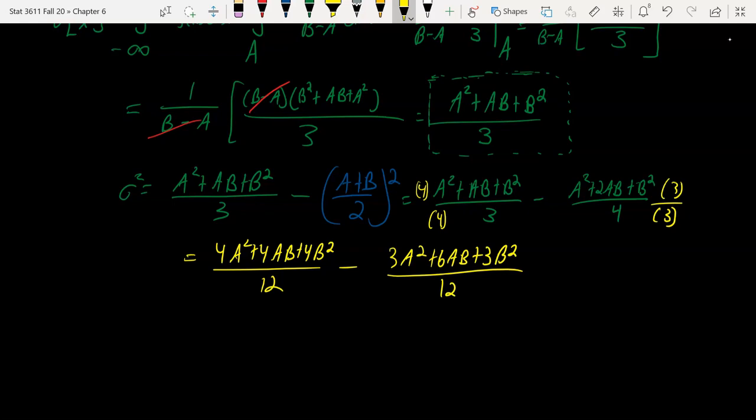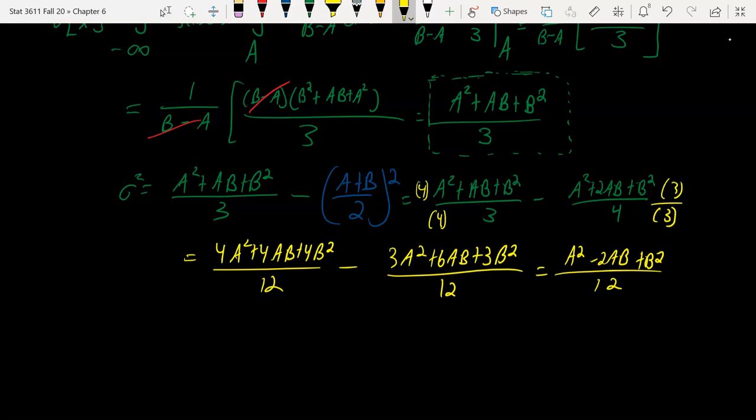And now what do we have here to combine? 4a squared minus 3a squared is a squared. And then 4ab minus 6ab is minus 2ab. And then 4b squared minus 3b squared is 1b squared. And then this is all over 12. And so there is the variance: a squared minus 2ab plus b squared over 12.